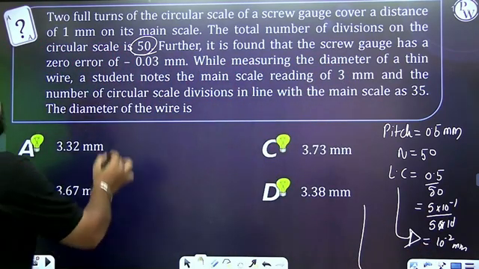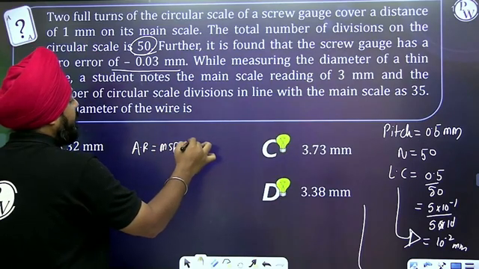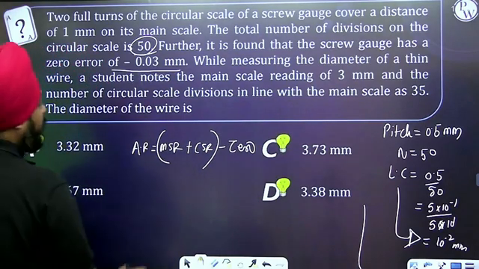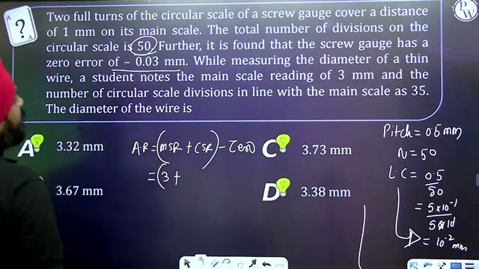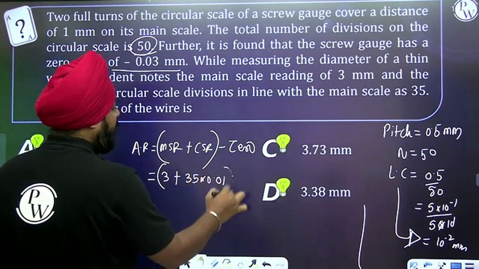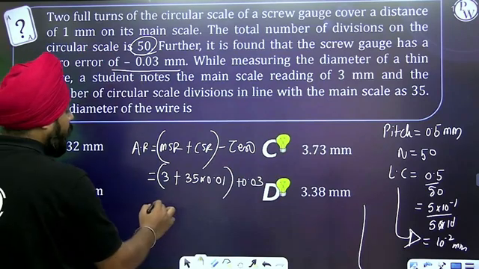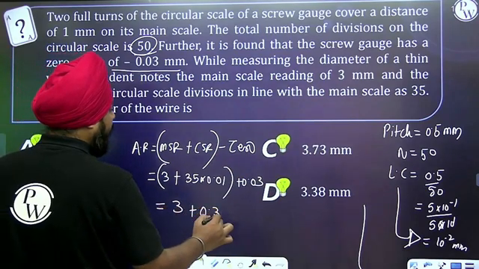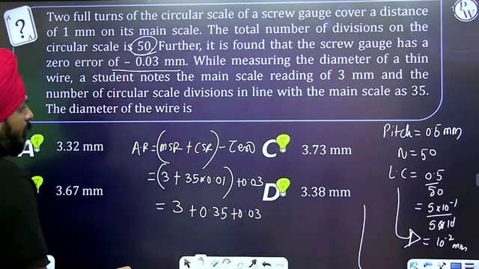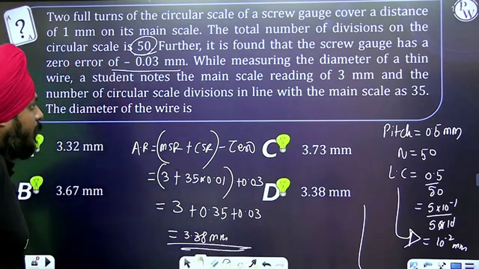Zero error is given this way. Directly we move on to the actual reading, which is MSR plus CSR minus zero error. Main scale reading is 3 mm, plus 35 divisions coincide, so 35 into least count 0.01 mm, minus zero error. Zero error is negative, which means 0.03 mm. So it is 3 plus 0.35 plus 0.03, approximately 3.38 mm. D is the perfect answer.